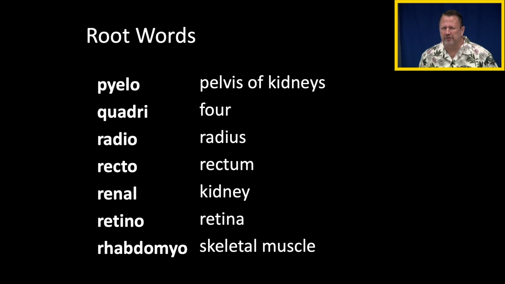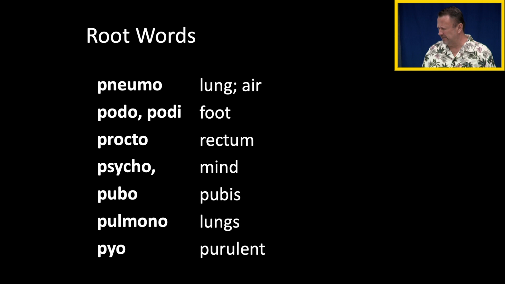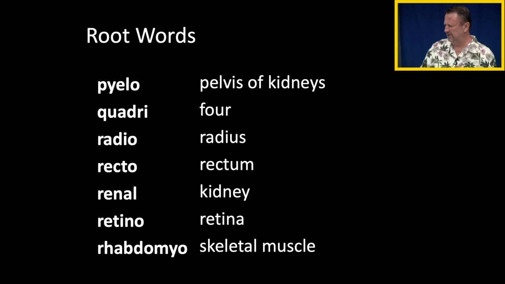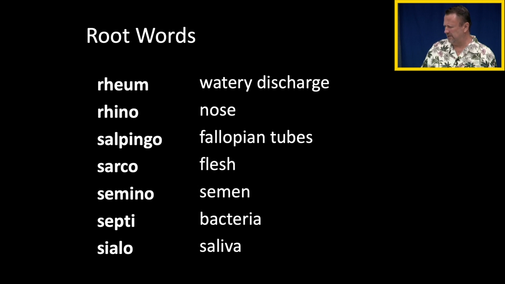Pyelo refers to the pelvis of the kidneys. And so if somebody has pyelonephritis, that means the infection has gone all the way up into their kidneys, into the pelvis of the kidneys, and into the kidneys themselves. Quadra refers to four. Radio is the radius. That's the arm bone connected to your thumb. Recto also refers to rectum. I thought we did this already. There we go. Yeah, I did that already. Good.